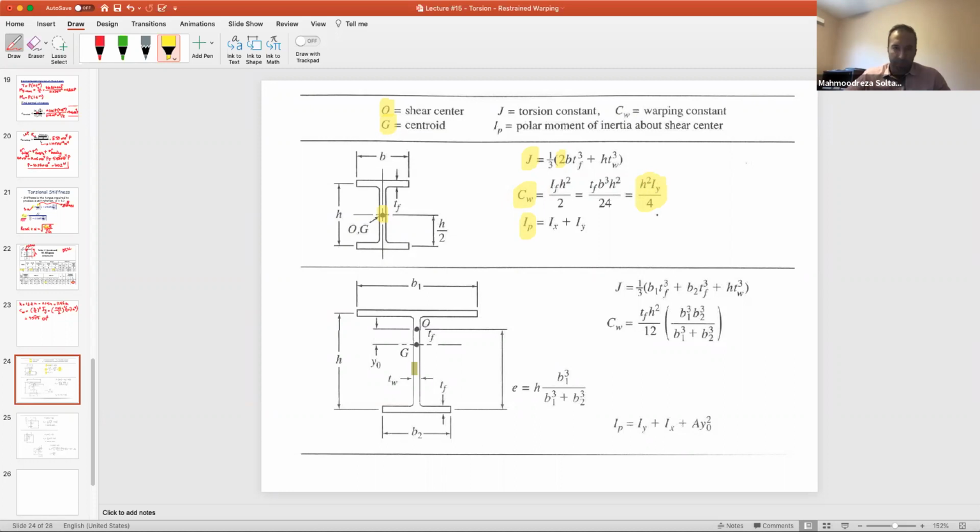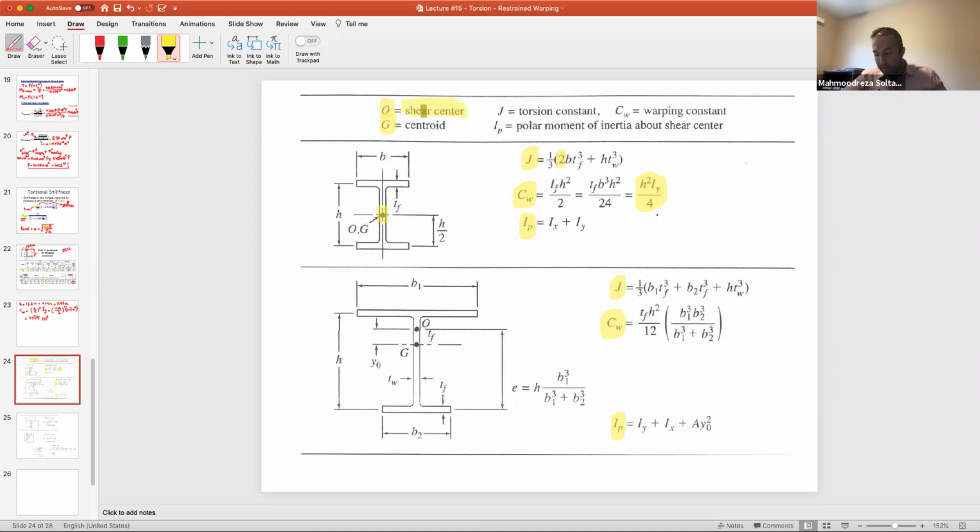For this non-symmetric I section, again, for the torsional constant, instead of two identical flanges, you have two different flanges, so you just use its coordinates, one third of that. CW you can find with this expression. Polar moment of inertia, again, would be Ix plus Iy. Now, we're going to go back to this point and talk about this shear center. This shear center will be discussed later on.